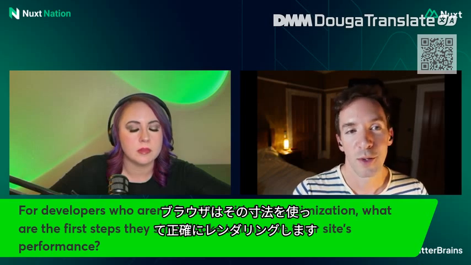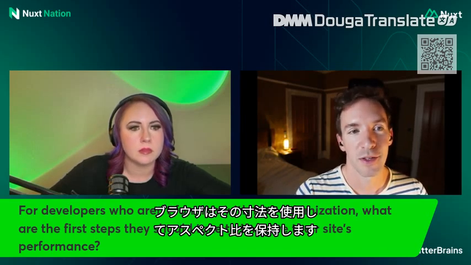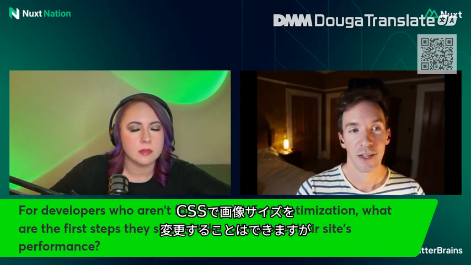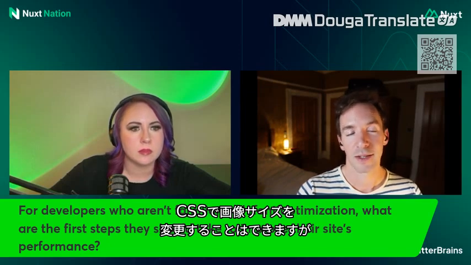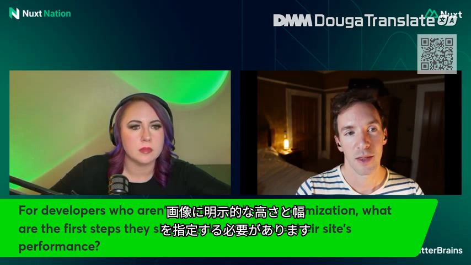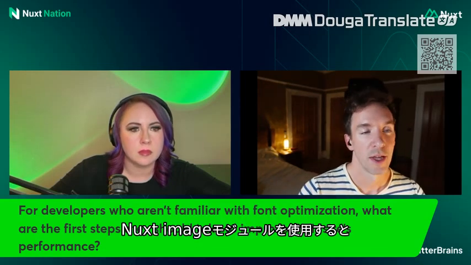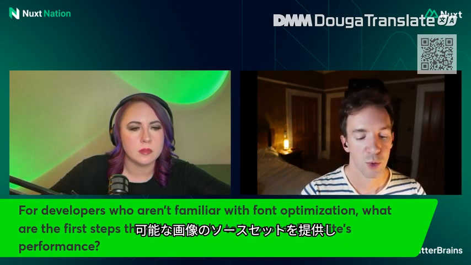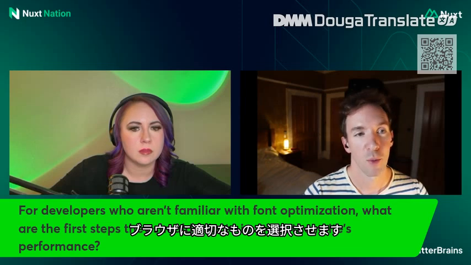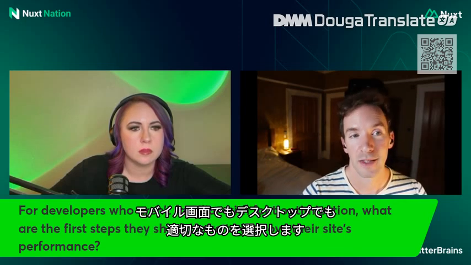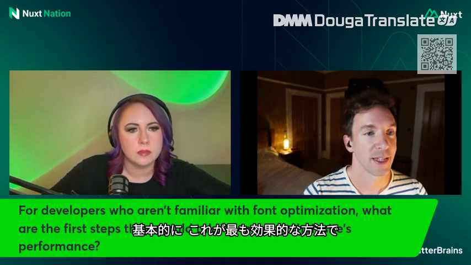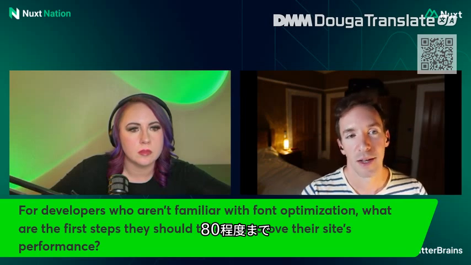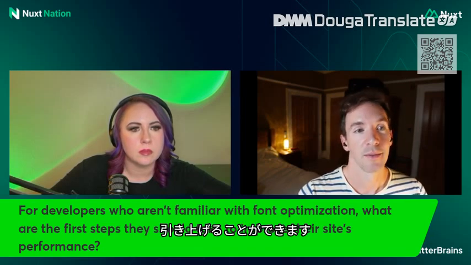The browser won't use those dimensions to render them exactly. It will use the dimensions to preserve the aspect ratio, which is the most important thing in reducing layout shift. CSS can affect what the image's size is, but you need to give your image explicit height and width. And if you use Nuxt image as a module, then not only will that generate the appropriately sized images, it will give a source set of possible images and let the browser pick the appropriate one. So if it's on a mobile screen or a desktop, it'll pick the right one, and this is the best thing you can do to take your site from a 40 or 50 Lighthouse score up to 80, something like that.